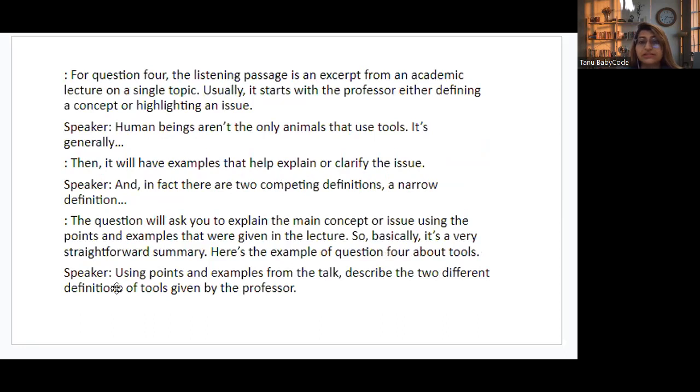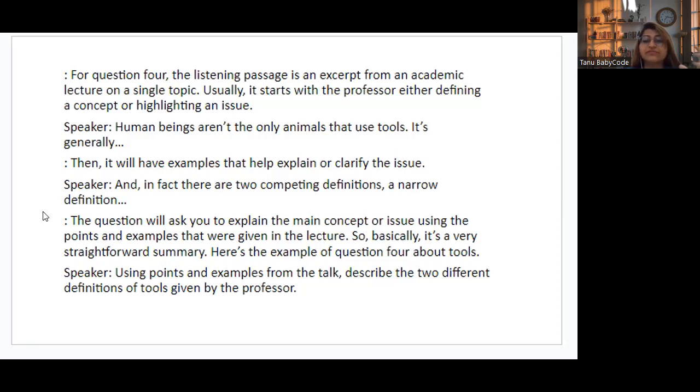For question 4, the listening passage is an excerpt from an academic lecture on a single topic. Usually it starts with the professor either defining a concept or highlighting an issue. So, human beings are not the only animal that use tools. Then it will have examples that are going to help clarify the issue. And in fact, there are two competing definitions, a narrow definition. The question will ask you to explain the main concept or issue using the points and examples given in the lecture, right?